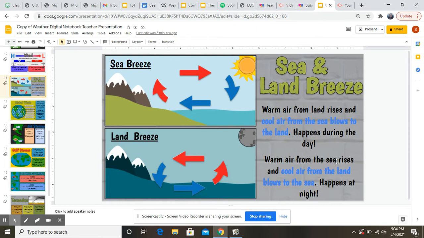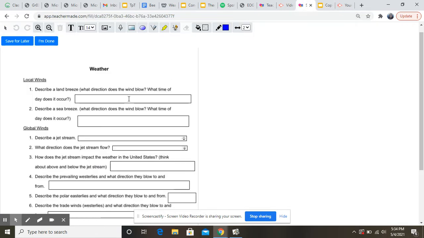A land breeze is when warm air from the sea rises and the cool air from the land blows to the sea. So this air is coming from the land and going to the sea, so it's called a land breeze. And this happens at night. So I'm going to refer back to our worksheet. So we went over this.